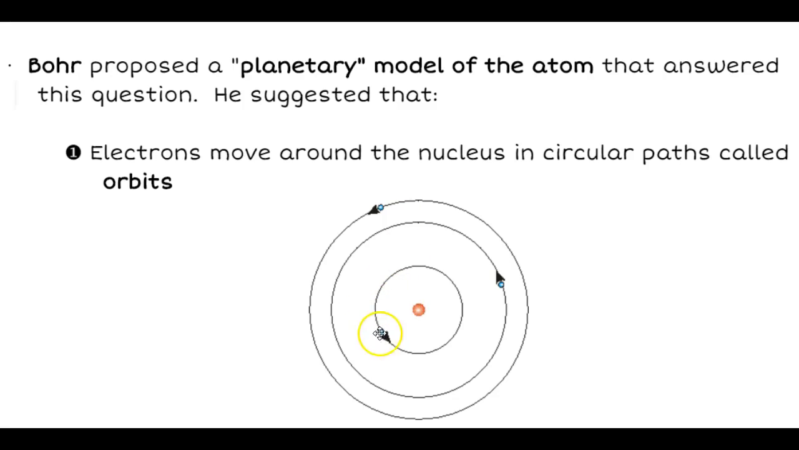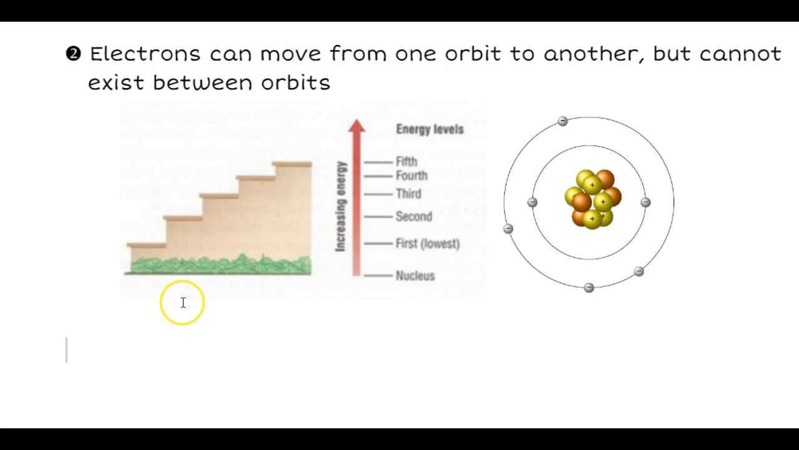So he believed that the electrons would have to be able to orbit the nucleus, just like satellites orbit planet Earth, and also how planets orbit the sun. And somehow he thought that if that were the case, then the electrons, being negatively charged, wouldn't spiral into the positively charged nucleus. So the next thing that he proposed was that electrons can move from one orbit or one energy level to another, but they can't exist in between.